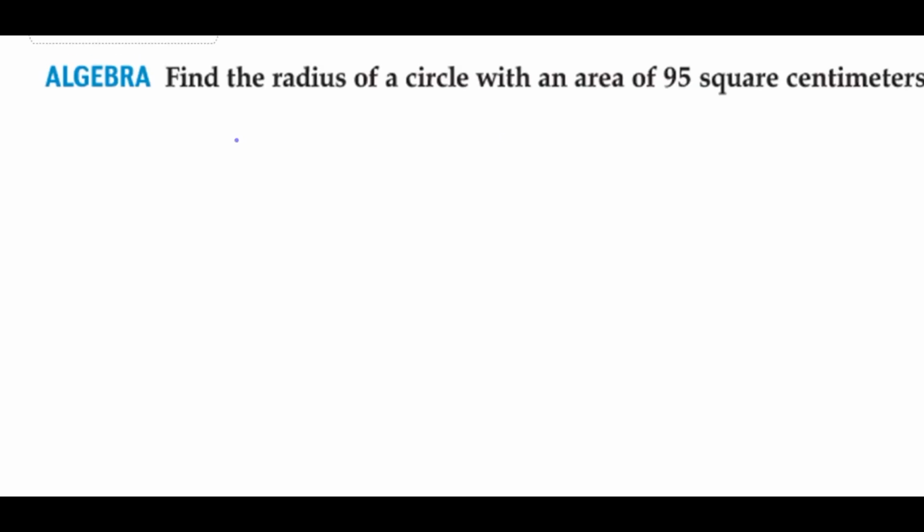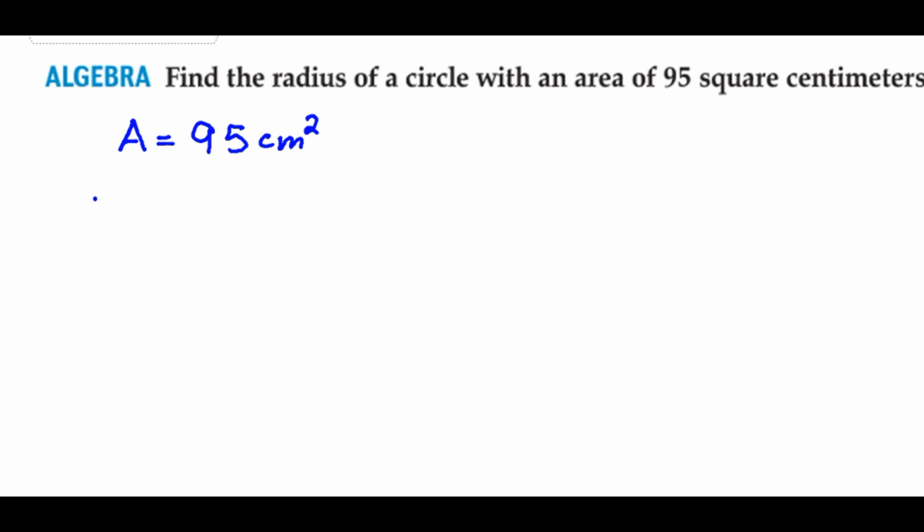Next slide: find the radius of the circle with an area of 95 square centimeters. In this example, of course, we write the formula first, but let's write what is given to us. We are given A, the area this time. Area is equal to 95 centimeters squared.